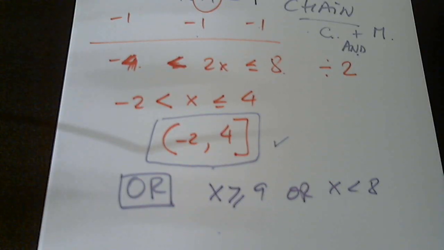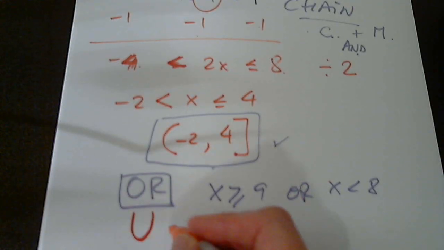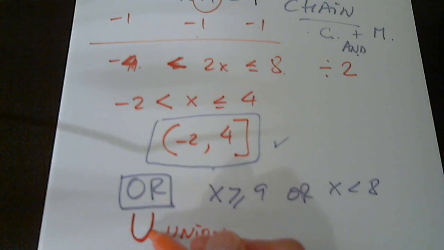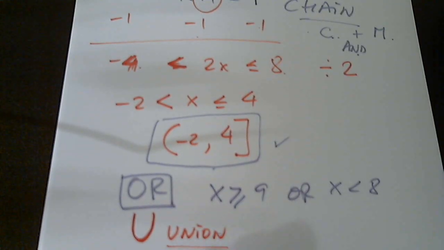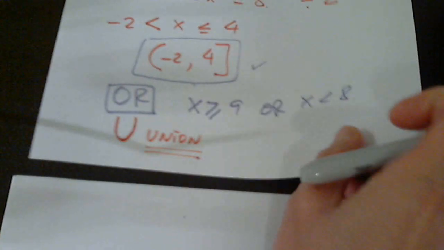Also, the mathematical symbol for or is union. Union. So when we write the solution for an or, we may have to use the or symbol in mathematics, which is the union symbol, which is the regular U, uppercase U. Okay. So I'm going to write it here.